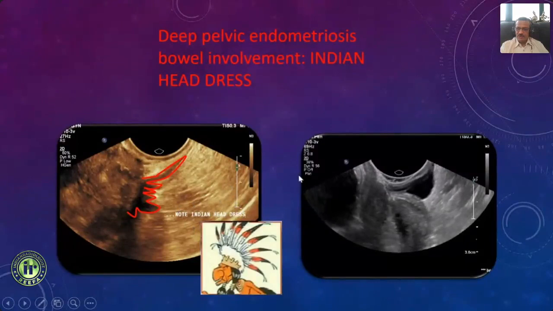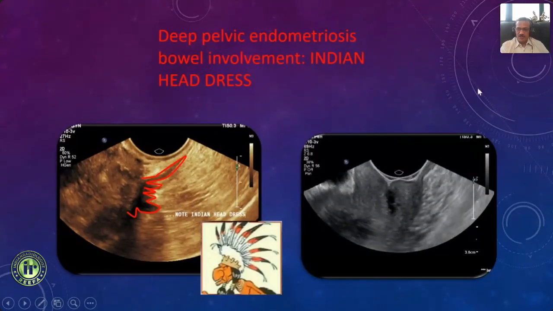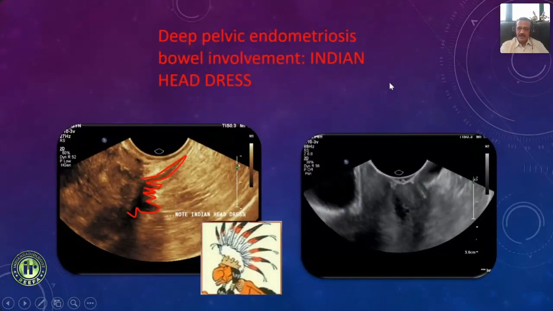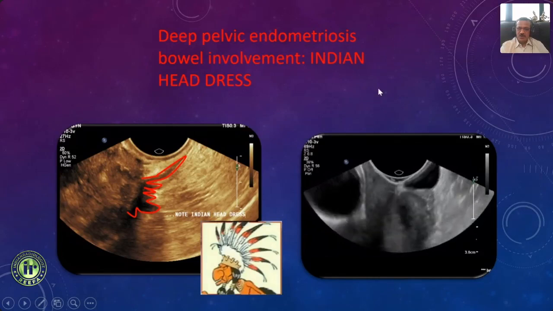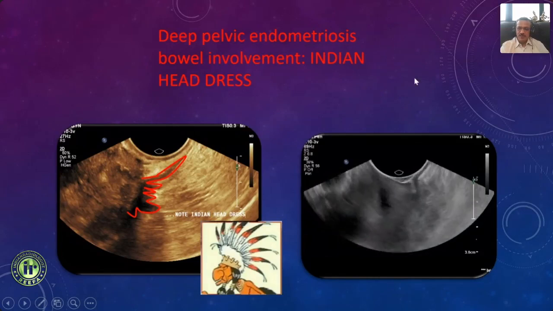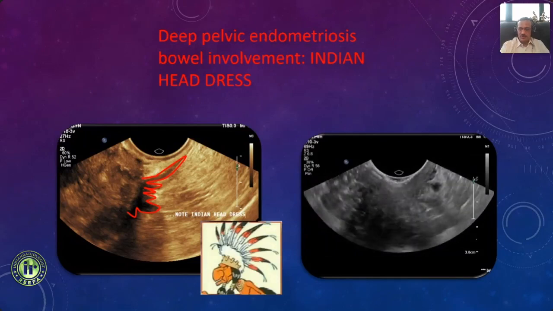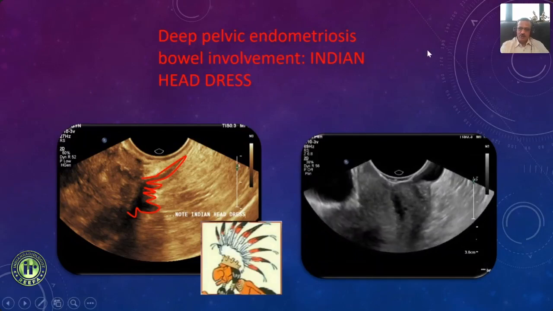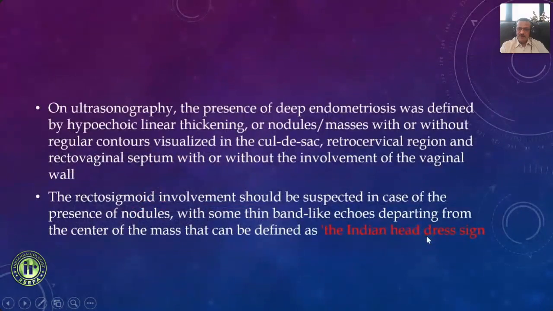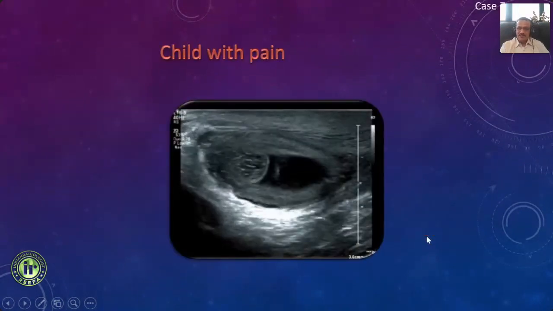And whenever there is endometriosis, you would see restricted movements. And I think all of us should read the IDEA guidelines, which were published by ISUOG, to be very familiar with deep pelvic endometriosis. Because we diagnose endometriosis of the ovaries, but it is important to diagnose deep pelvic endometriosis as well. Very good. This is easy.